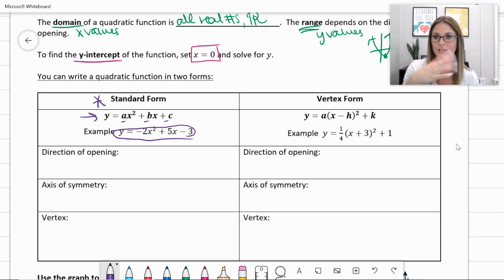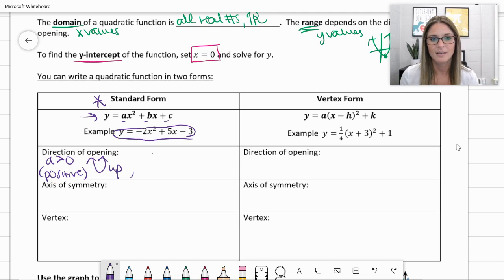So what determines the direction of my opening, whether it's a smiley face parabola or a frowny face parabola? So the first box here, direction of opening, you already know this. That's determined by our a value, that guy right in front. When a is greater than 0, or when it's positive, you know it opens upward. If a was less than 0, if it was negative, you would have a reflection and your parabola would now be opening downward.